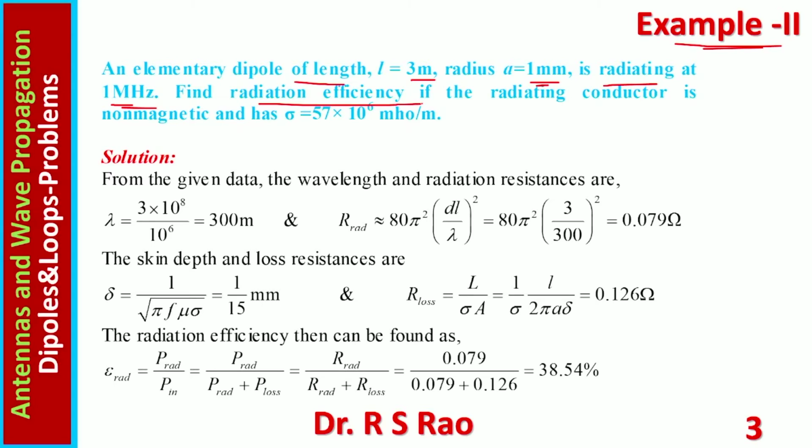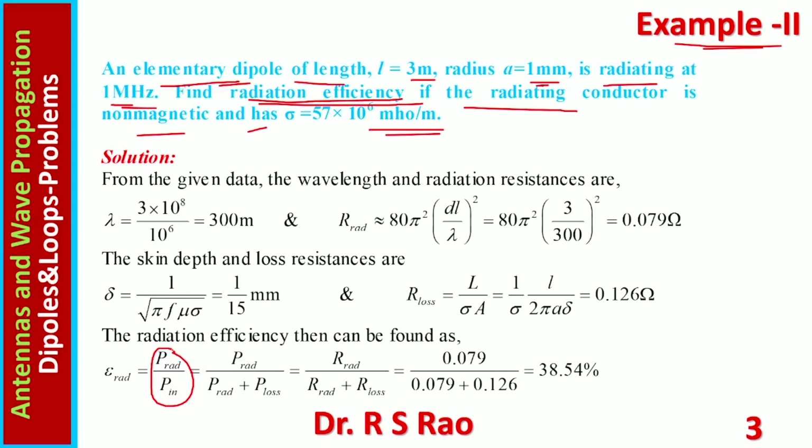Find radiation efficiency, if the radiating conductor is non-magnetic and has a conductivity equal to 57 into 10 power 6 mhos per meter. So the elementary dipole is given, its length is given, its radius is given, frequency of operation is given. We are asked to find radiation efficiency. Radiation efficiency is total radiated power over input power.